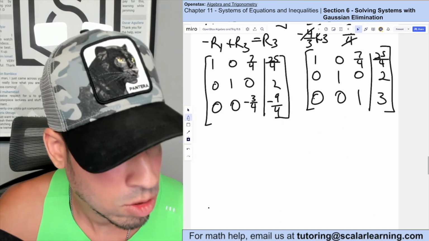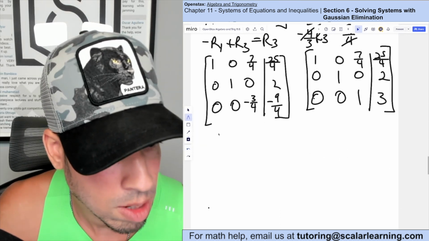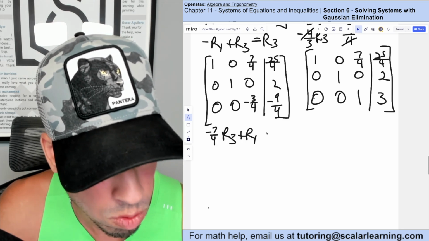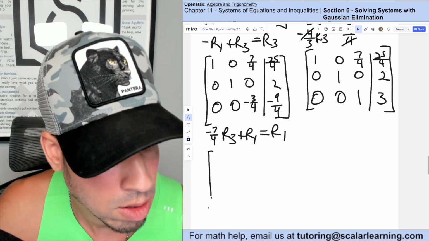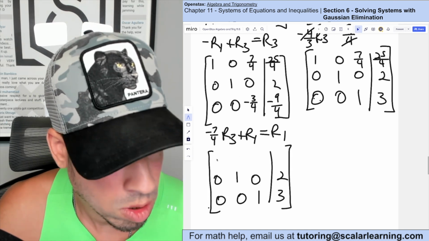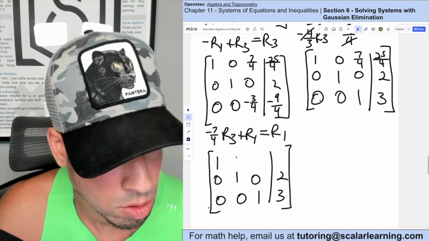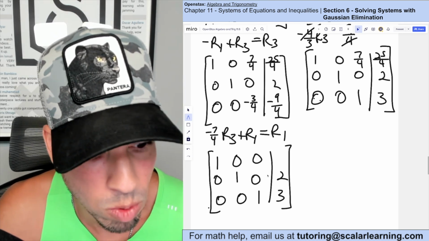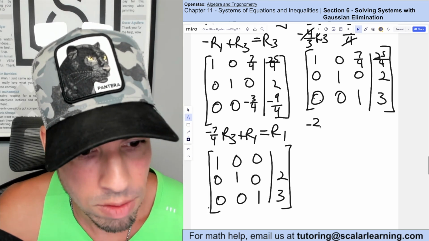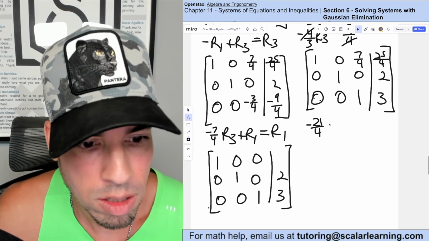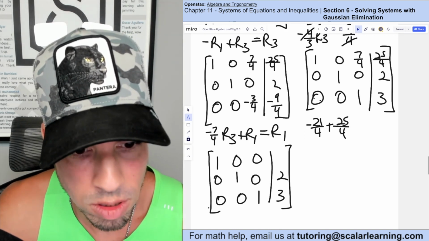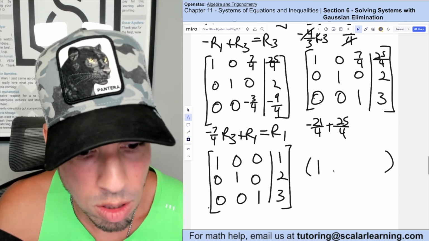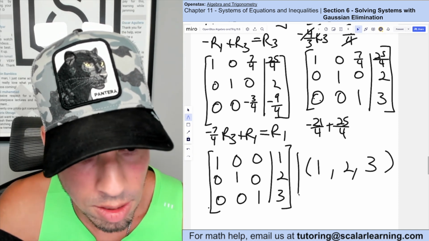All right, last but not least, we're going to zero out this guy. I'm going to do that by multiplying row 3 by negative 7 fourths, adding it to row 1 to get a new row 1. Let's write it out. So we got negative 7 fourths times 0 plus 1 is 1, times 0 is 0, plus 0 is 0, times 1 is negative 7 fourths, plus 7 fourths is 0, just like we wanted. And then times 3 is negative 21 fourths, plus 25 fourths. That's going to give us 4 fourths, which is 1. So there's your final answer. X is 1, Y is 2, Z is 3. That's how you do it.